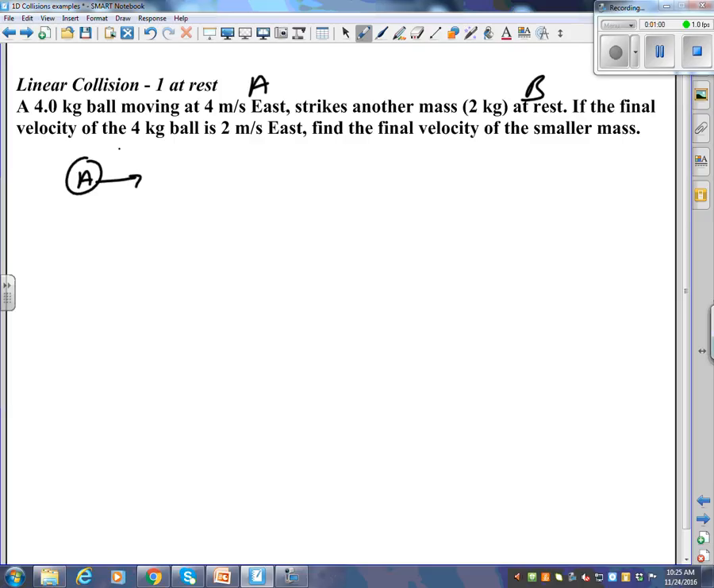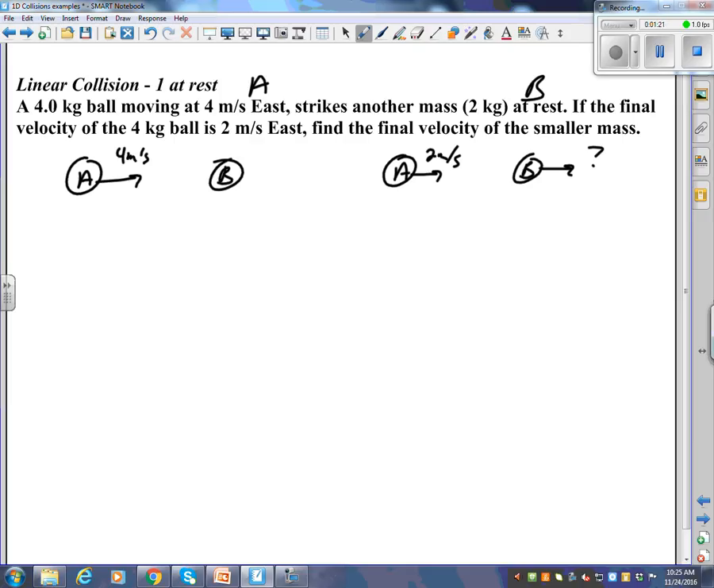Okay, so we've got A moving at 4 meters per second, striking B at rest. After the collision, A is moving at 2 meters per second, and B is moving at some unknown velocity. That's what's happening.